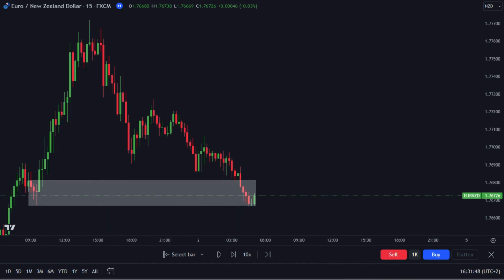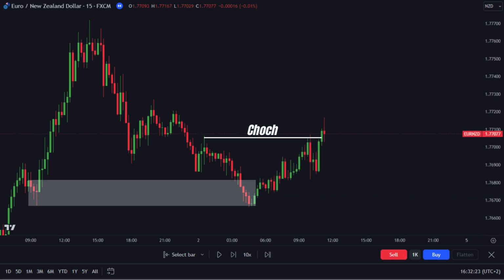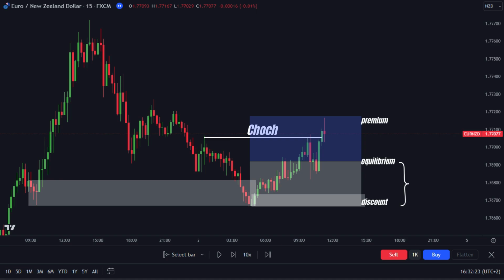In the lower timeframe, our strategy begins with patiently awaiting a break above the local swing high, signaling the end of internal bearish momentum. Following this, we identify a demand zone that must also be within the discounted price range of the internal structure.